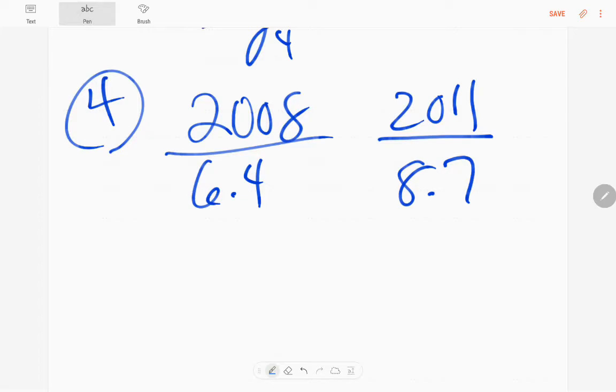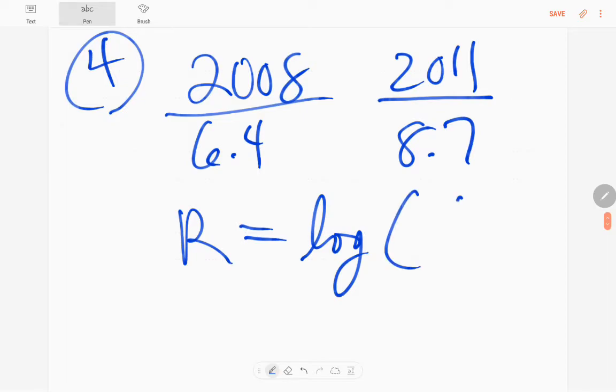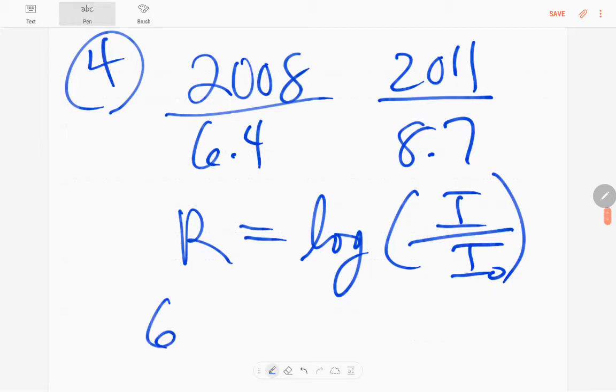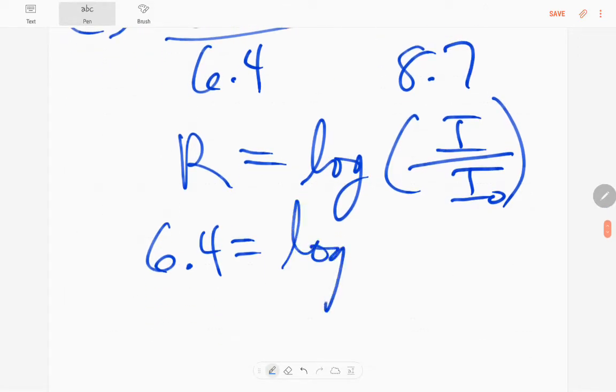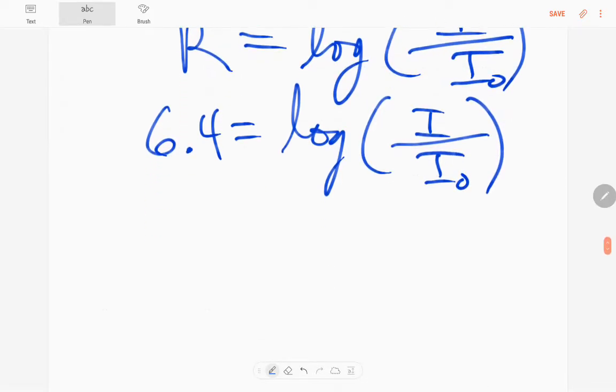That's the question. Well, the trick on this one is to convert both of these Richter scale measurements into intensities first. And we have to use this formula for the intensity of an earthquake, or the Richter scale measurement of an earthquake. So for the first one, R is equal to 6.4. And I just need to solve this thing for I. So remember, that's a common logarithm.